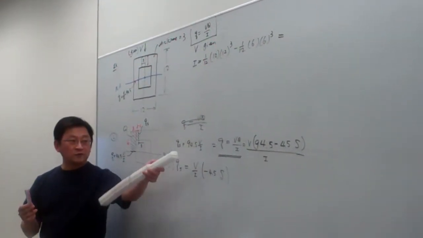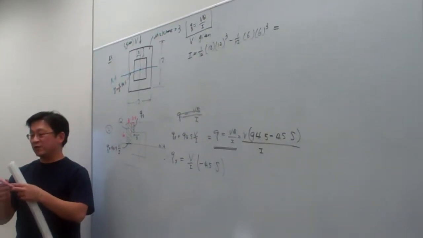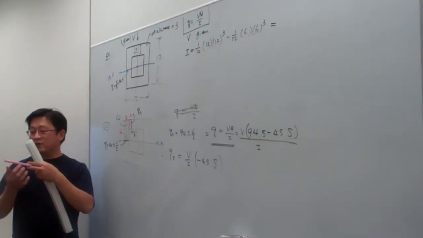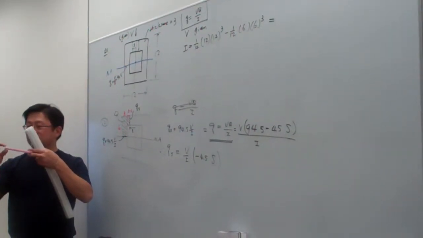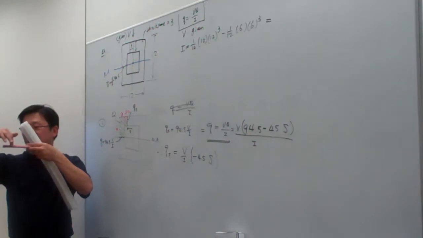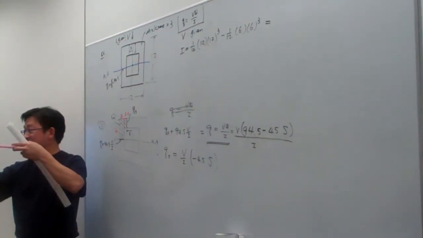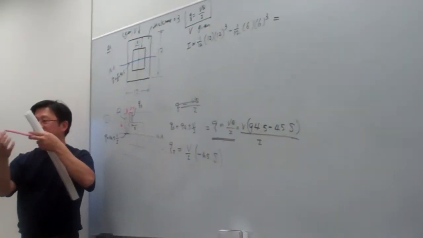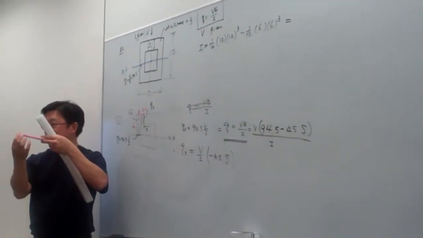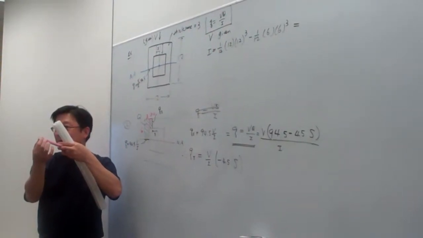So once we have those numbers, Q, we simply divide by the corresponding thickness. For example, if this is a Q here, divided by this thickness, that will give us the shear stress. And Q here, divided by this thickness, will give us the shear stress. Okay?